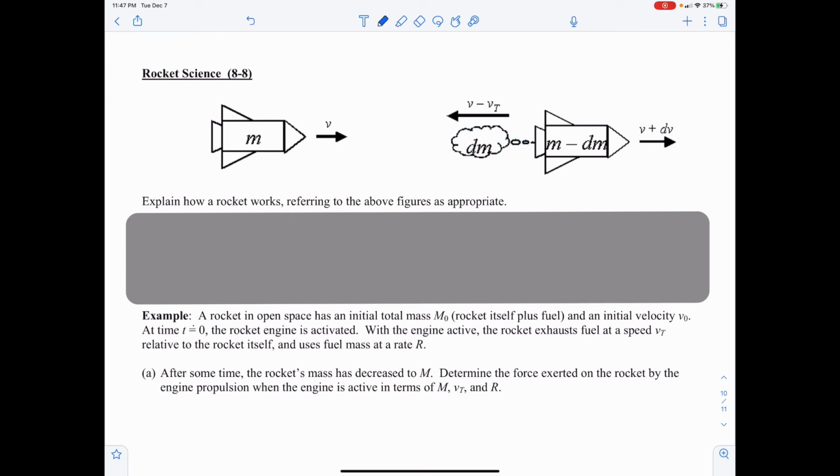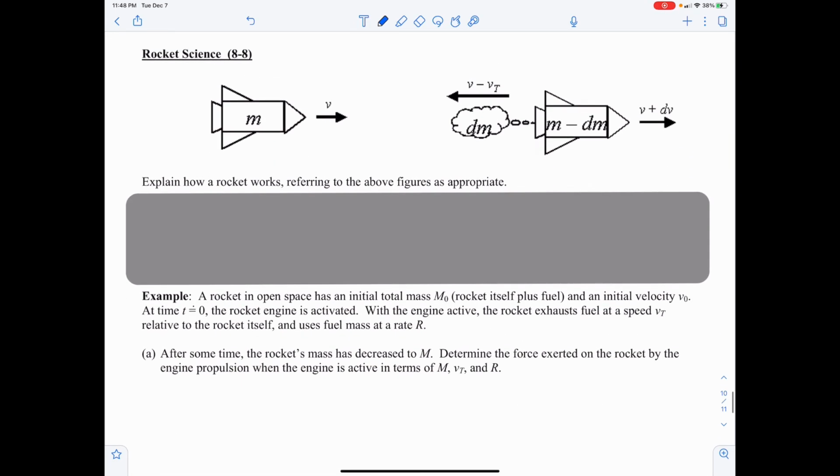If we expel some gas, that gas has a very small mass, so we're going to call the mass of the exhaust dm, which means the mass of the rocket now becomes m minus the dm you expelled. And the velocity of the rocket would therefore be v plus dv. In other words, if you're expelling mass and the rocket's becoming lighter, it's going to move faster. You expel a certain amount of exhaust, and you're going to be moving a certain amount faster.